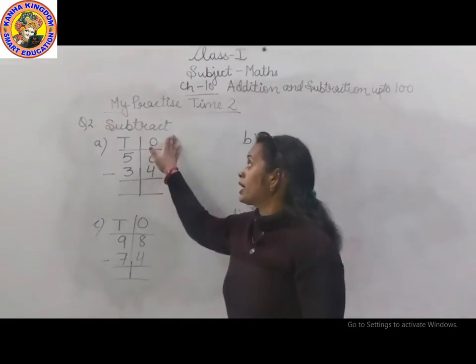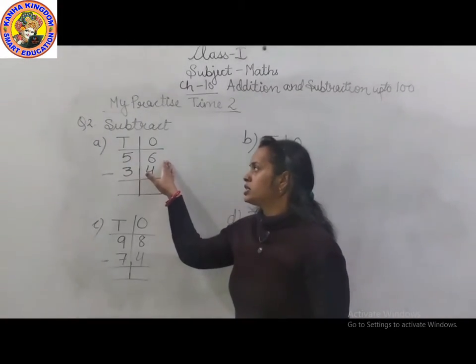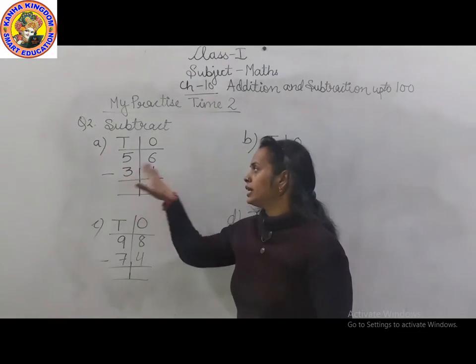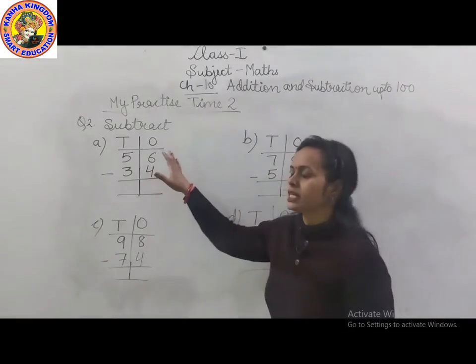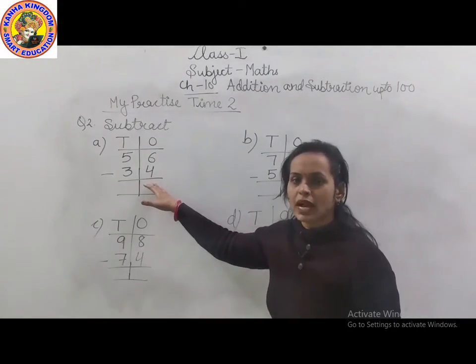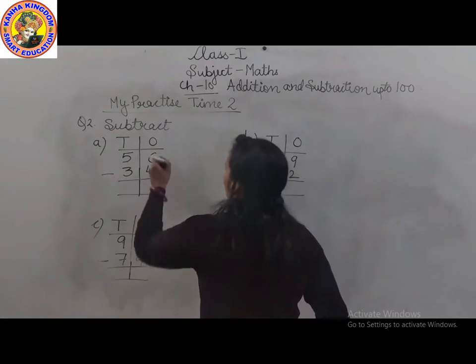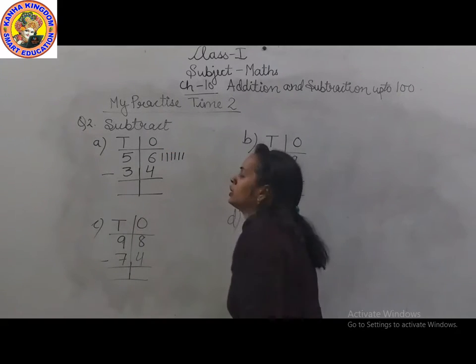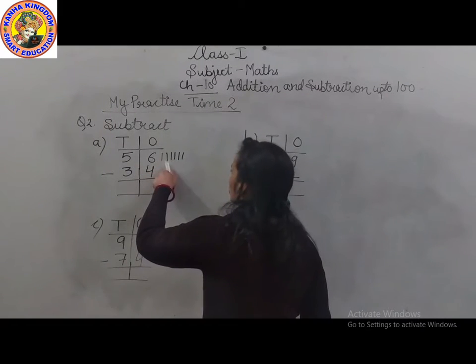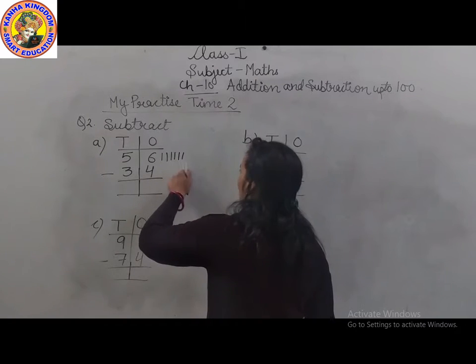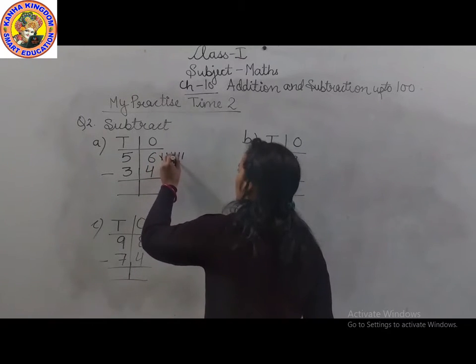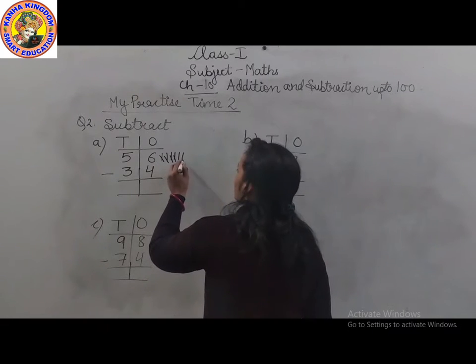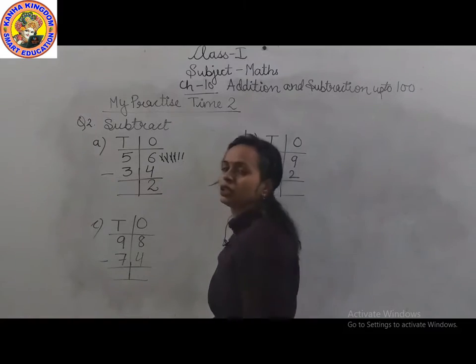Now next, subtract 5 tens, 6 ones minus 3 tens, 4 ones, which means 56 minus 34. Counting: 6 minus 4. So how many are left? 6 minus 4 equals 2.